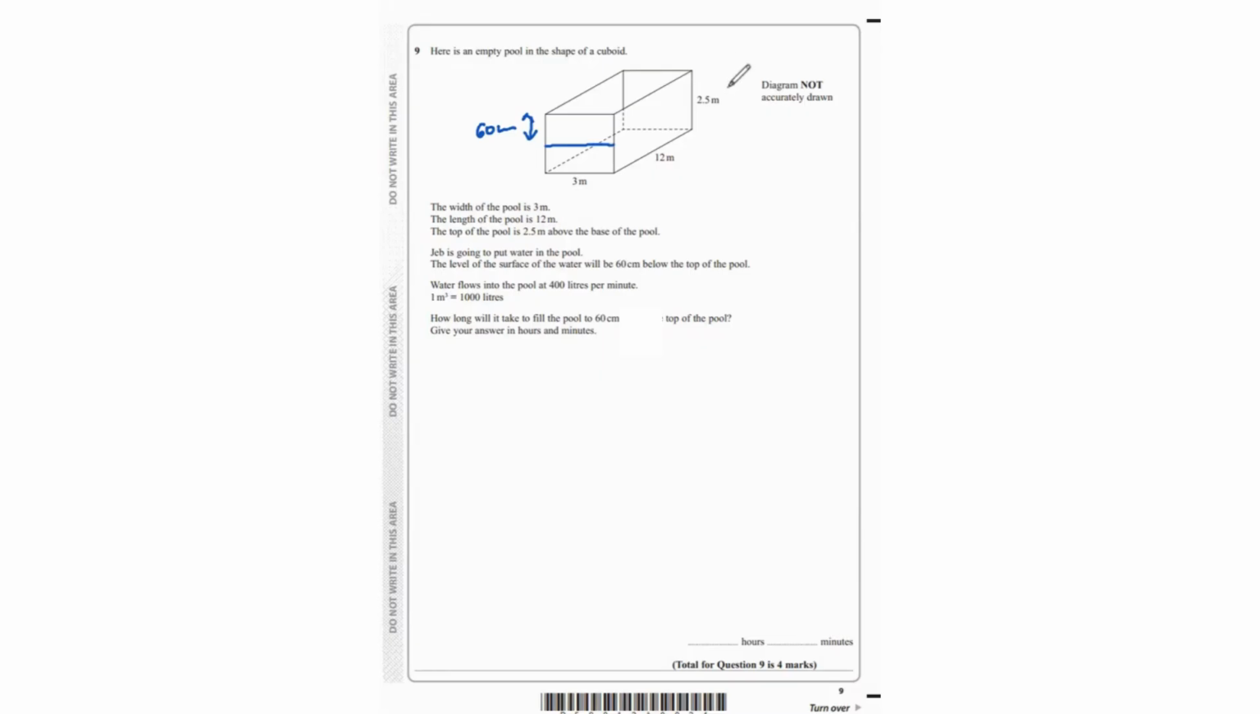As you can see, the other measurements are in meters. So 60 centimeters in meters: 1 meter is 100 centimeters, so 1 centimeter is 1/100th of a meter. So that's going to be 0.6 meters. Water flows into the pool at 400 liters per minute. 1 meter cubed is 1000 liters. How long will it take to fill the pool to 60 centimeters below the top of the pool? So first, let's subtract 0.6 from 2.5 to get the height of the water.